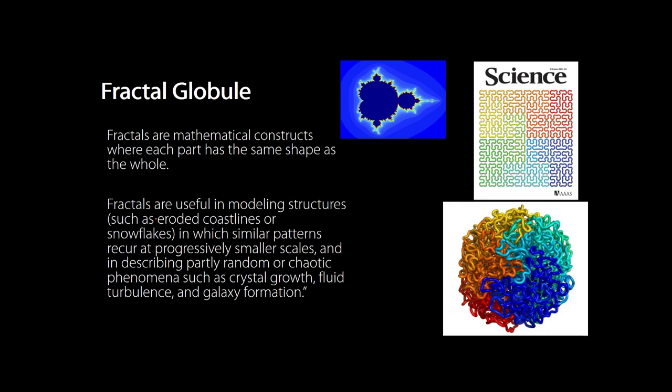What do we mean by a fractal globule? A fractal is basically a repeating math construct where the parts of it have the same shape as the overall whole. The most famous fractal is called the Mandelbrot fractal. I think that's how you spell it. If you want to Google that, you might have seen this on some psychedelic t-shirt or some poster. But the basic idea is that DNA is actually fractal in nature.